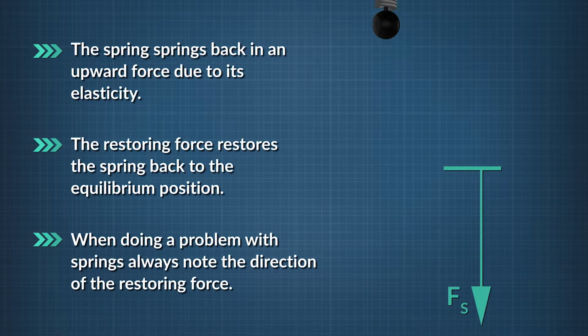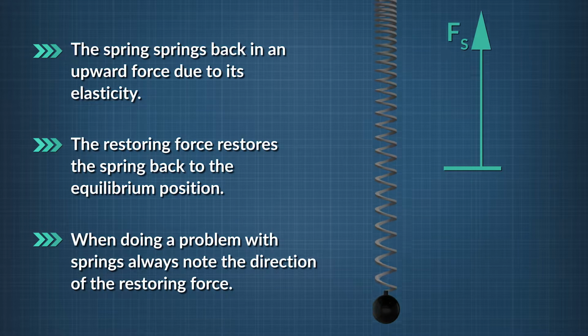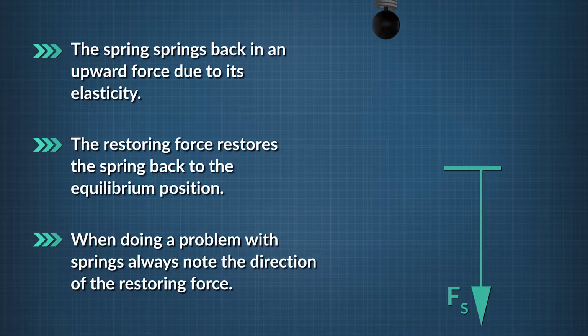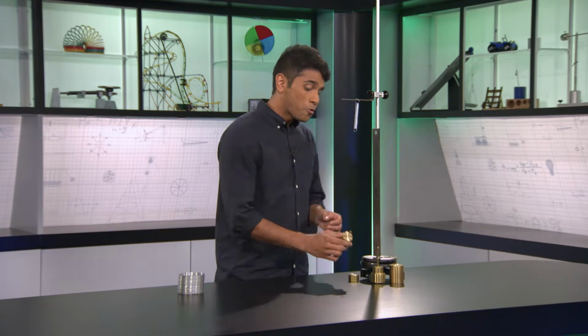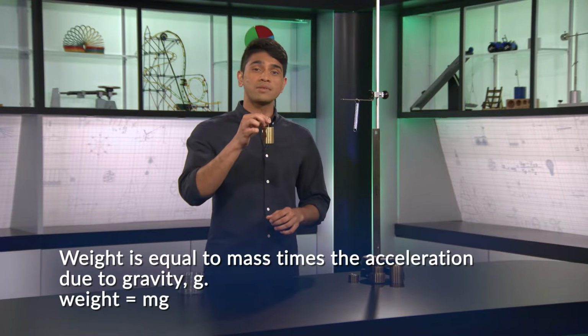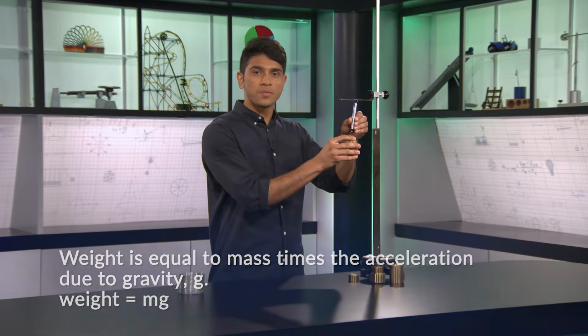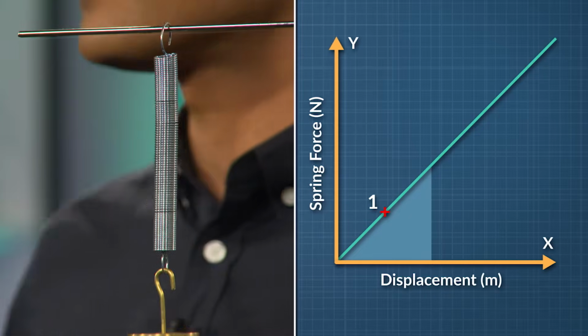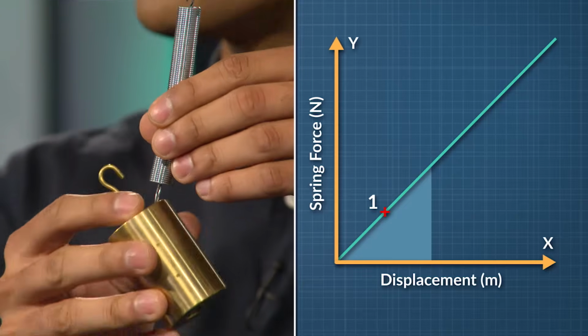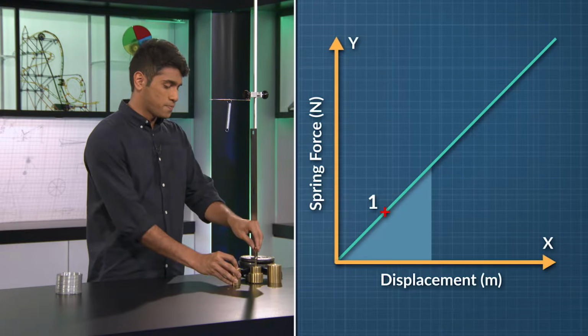Whenever you do a problem with springs and elasticity, it's always important to remember to note the direction of this restoring force. We're going to use Hooke's apparatus, named after Robert Hooke, to demonstrate springs and all they can do. To see how much a spring stretches or compresses, let's get some spring action by adding some weight. Remember, weight is the mass times the acceleration due to gravity, g. With weight added to a vertical spring, let's see how much it stretches or compresses. Now let's add a heavier weight and do this several times.